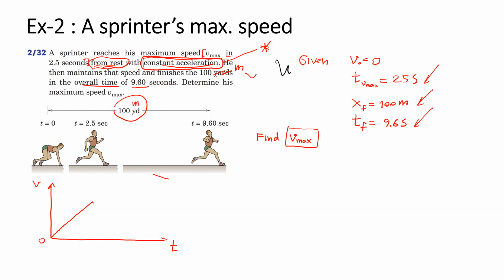And when he hits the maximum speed, he cannot go faster than that. He needs to maintain that maximum speed until he reaches the goal of the track. Which means we have the T final.